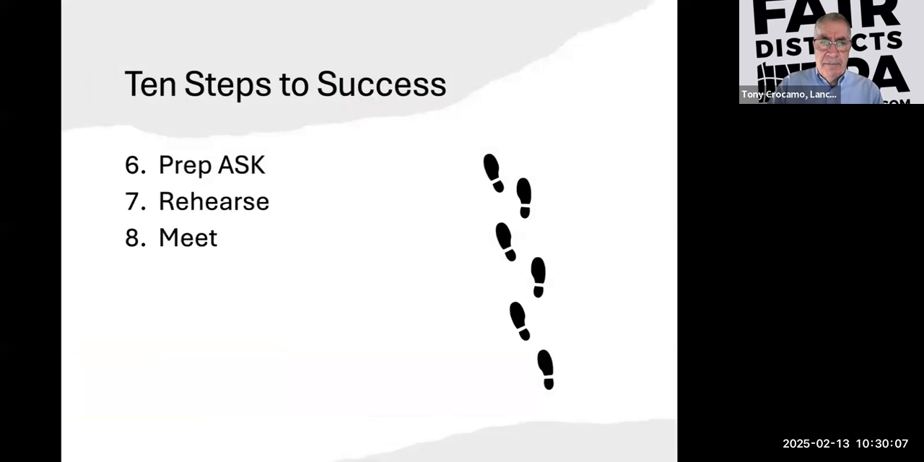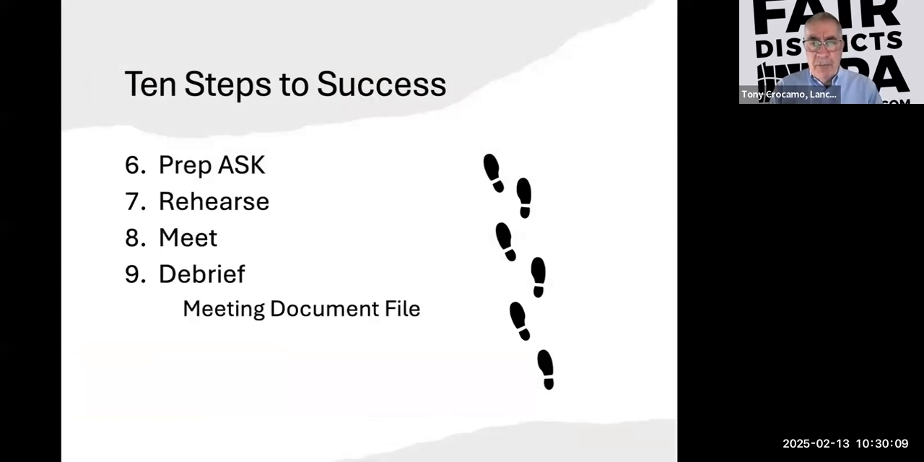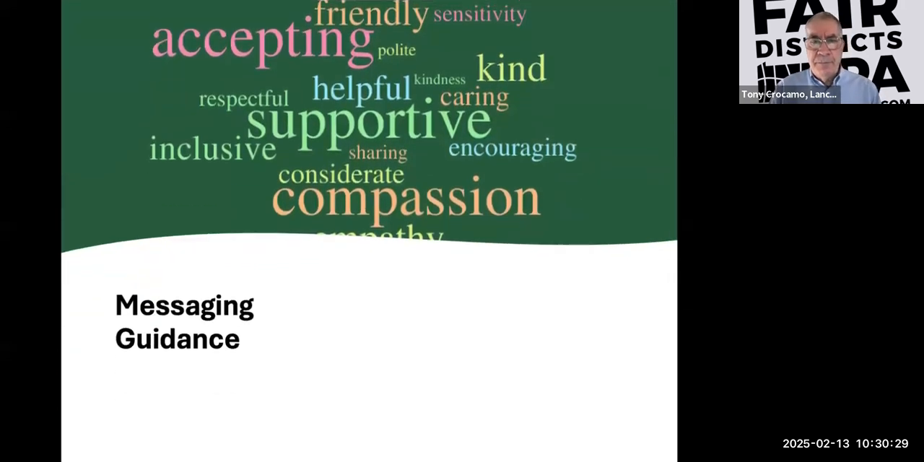Then you have the meeting. Then you have the debriefing and the meeting document file. And then eventually you're going to repeat. Maybe not with the same group of people. If you have 3 to 5 people, maybe only 3 can come next time and a couple of new people join you. So the constituent members at the meeting may change, and certainly the roles should change.